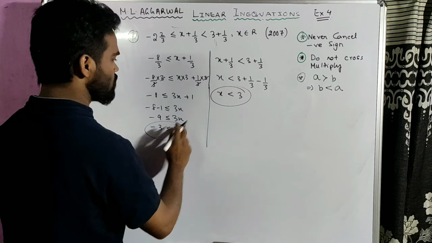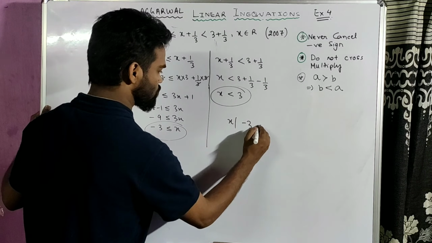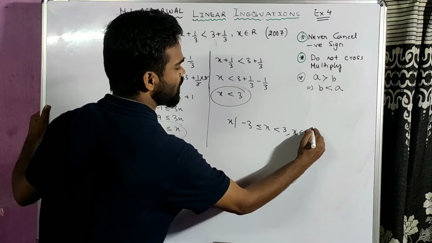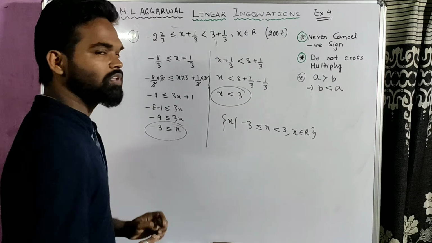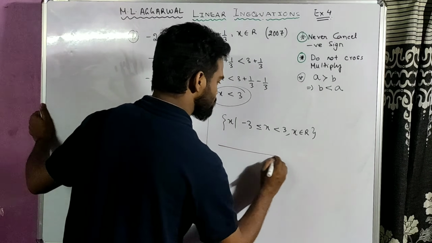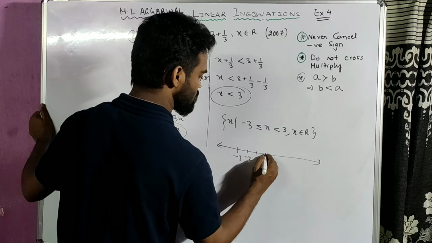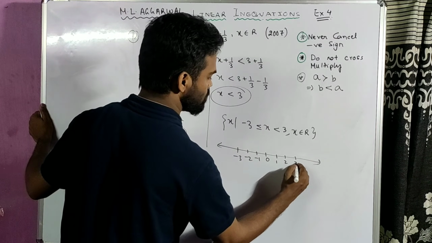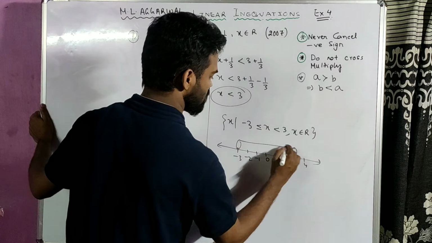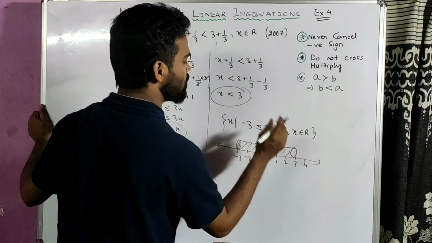We have solved this. So we'll combine these two. See, x is such that minus 3 less than or equal to x less than 3. Okay. And our x belongs to real numbers. That's the set builder form for the solution set. We can't write the roster form. Okay. Now look, this is minus 3, minus 2, minus 1, 0, 1, 2, 3, 4. So we'll shade all the part in between. We'll shade minus 3, will not shade 3.